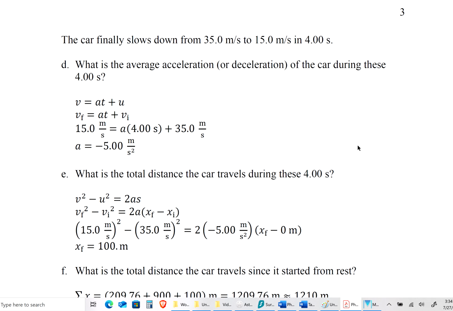Question 3. The car finally slows down from 35 meters per second to 15 meters per second in 4 seconds. What is the average acceleration or deceleration of the car during these 4 seconds? So U is initial velocity, V is final velocity, A is acceleration, T is duration of time. Solve for A.